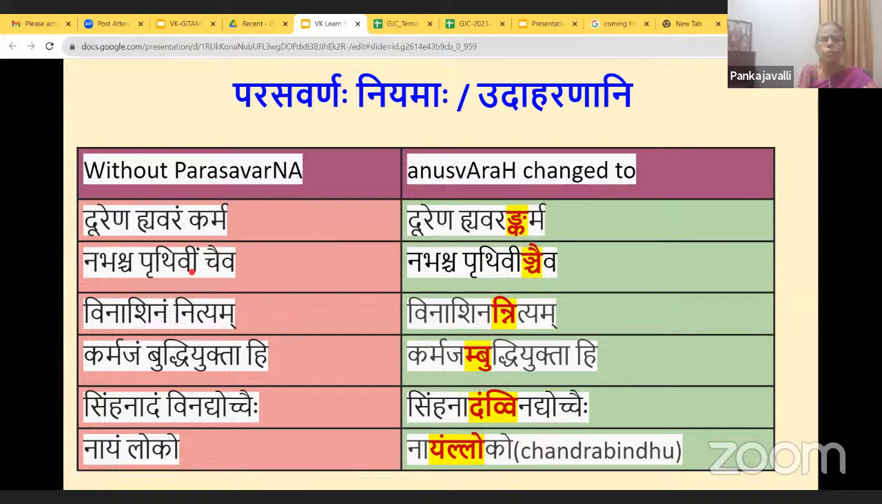So it is karma jambuddhi yuktahi. Karma jambuddhi. Jambuddhi: the anuswara changes to makara, because bu is a labial like pa, ba, ma. Here it was anuswara, and it changes to makara.